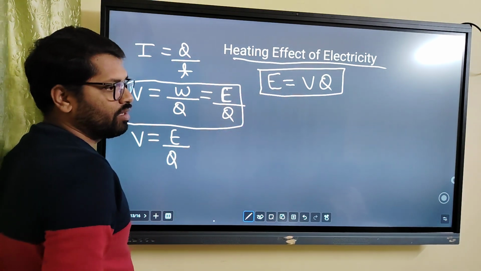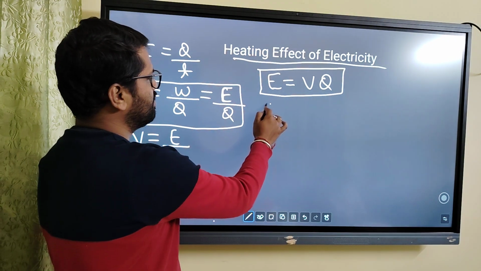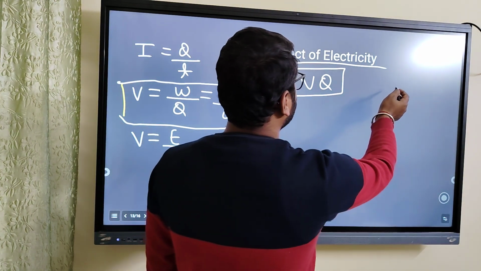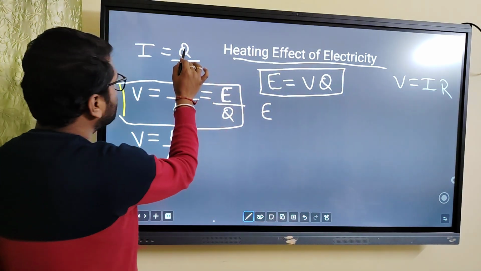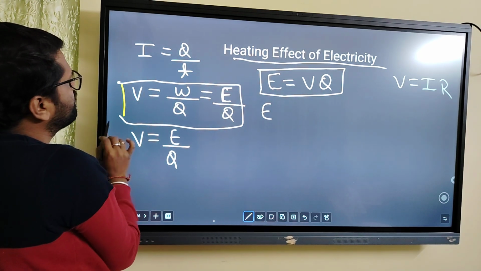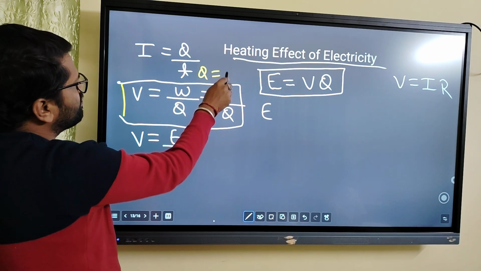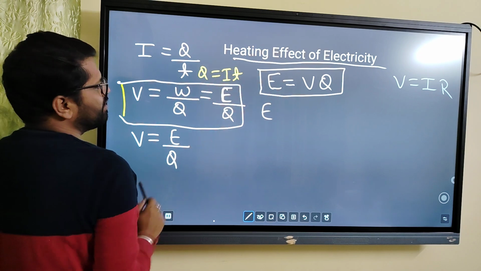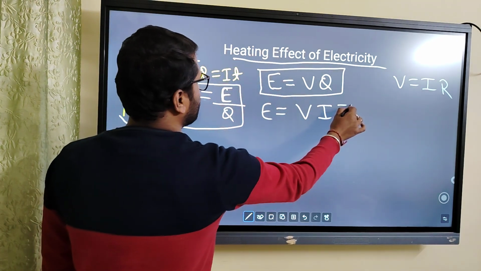Energy is VQ. Recently we have seen Ohm's law. What is Ohm's law? V equals IR. And from the current equation, what is Q? Q equals IT, right? So in place of Q, can we write IT? Yes. So what energy will we get? V into IT.